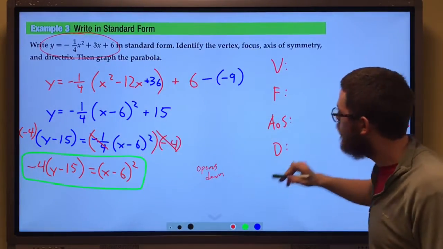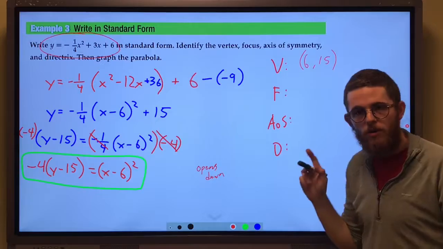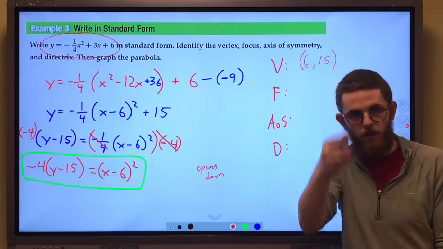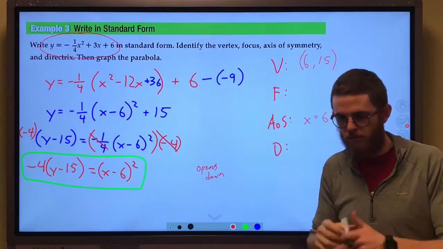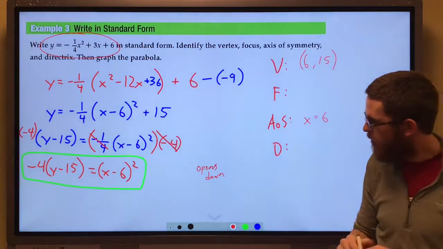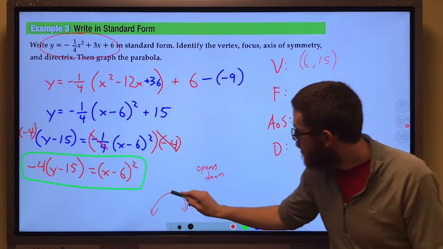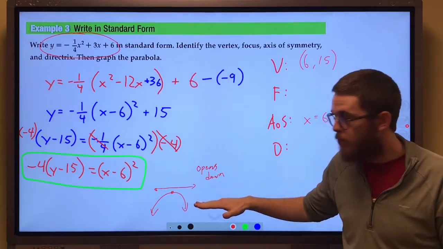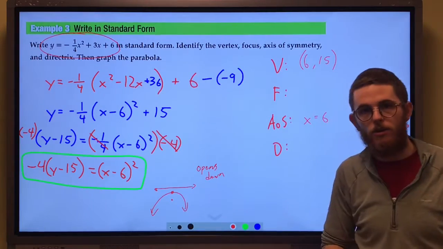This helps us get a picture of what we're thinking about. Our vertex, we can clearly see our vertex is (6, 15). And we can also go ahead and grab our axis of symmetry. That we know, vertical axis of symmetry, it's going to be x equals the x-coordinate of the vertex. This is typical quadratic-like stuff. But the focus and the directrix, all right, think about this parabola. It's opening down. You've got your vertex. The directrix would be going perpendicular to our axis of symmetry, so it's like this. The focus is going to be down here.